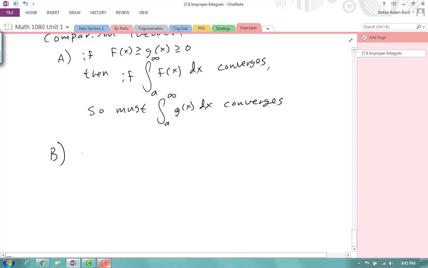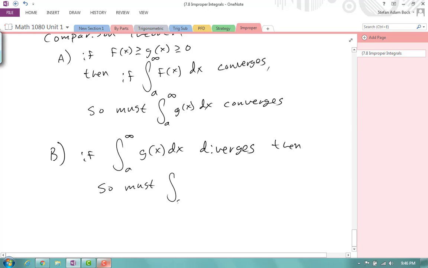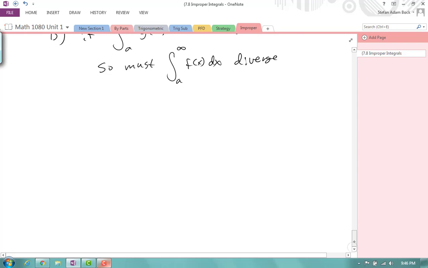And b, if the integral from a to infinity of g of x diverges, basically the smaller function is divergent, then so must the integral from a to infinity of f of x dx diverge. And how do we use something like this? Well, it can vary from problem to problem.